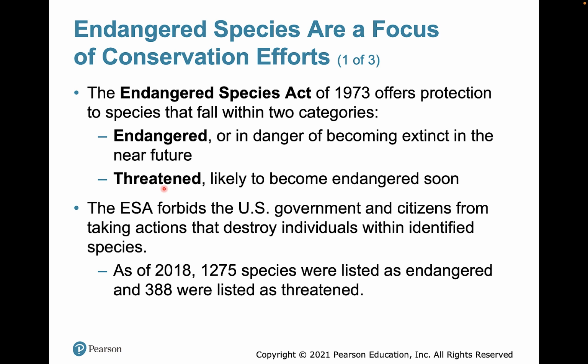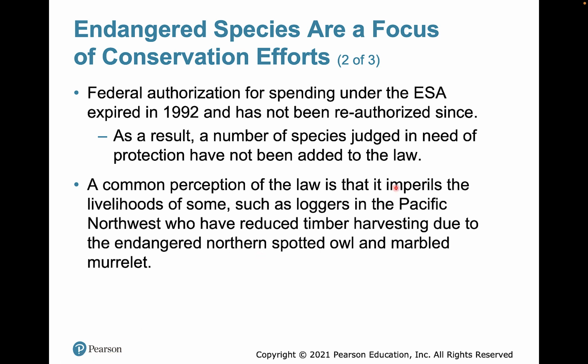The Endangered Species Act says that neither the U.S. government nor private citizens can do anything to destroy individuals within a species that's on the endangered species list. Okay? As of 2018, there were close to 1,600, if not a little bit more than 1,600 organisms on the list that were endangered or threatened. But they stopped funding for the Endangered Species Act in 1992, so there are probably a lot of species that should be on there but have not been on there.